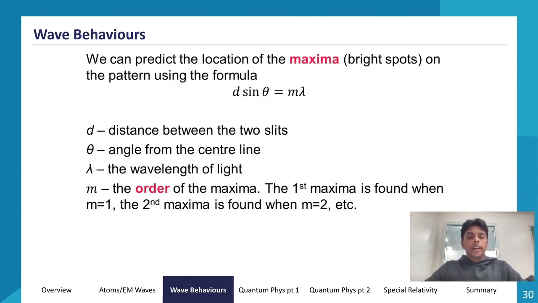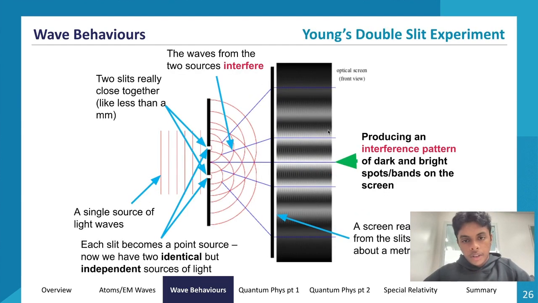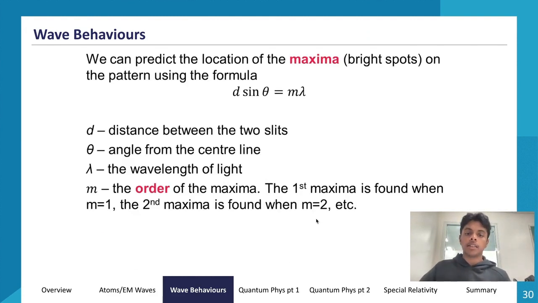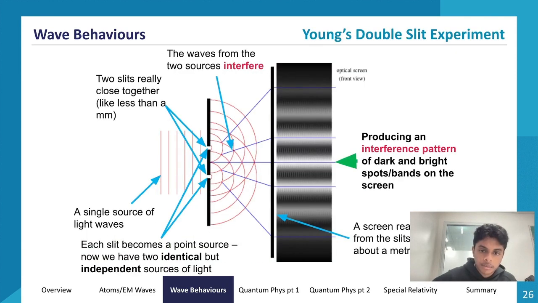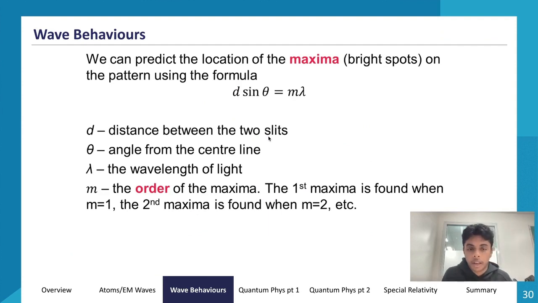So yeah, we can now predict the location of the maxima, the 1, 2, 3, 4, 5, using the pattern shown below. So using this formula: d sine theta equals m lambda. Explaining this, d is equal to the distance between the two slits. Theta is equal to the angle from the center line. If we go back, this is the first maxima, right? Theta would be the angle from the center line, the angle that it would take to get up there. So that's theta. Lambda is obviously the wavelength of light.